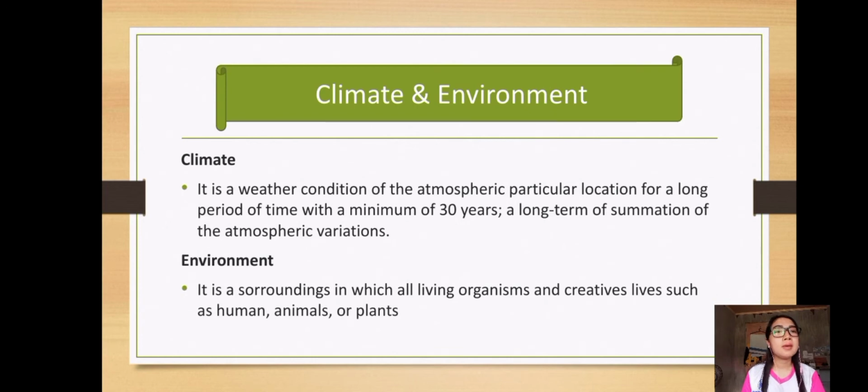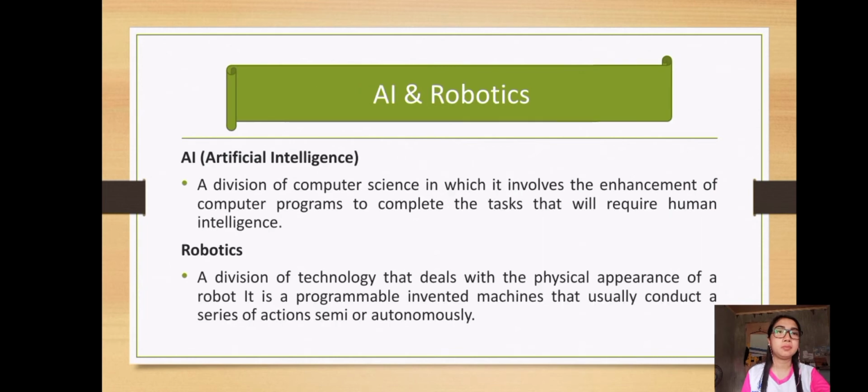Third, we have climate and environment. Climate is the weather condition of a particular location in the atmosphere over a long period of time, with a minimum of 30 years, a long-term summation of atmospheric variation. While environment is the surroundings in which all living organisms and creatures live, such as humans, animals, or plants.